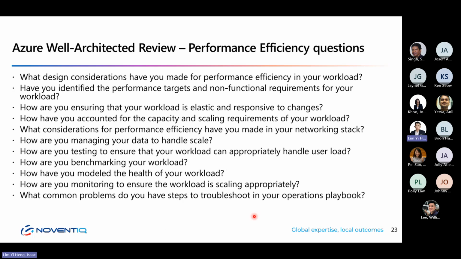So the questions related to the fourth pillar, performance efficiency, would be: what design considerations have we made for performance efficiency in our workload? Have we identified the performance targets and non-functional requirements for our workload? How are we going to ensure the workload is elastic and responsive to any immediate changes that are raised by the business user? What are the pain points that we have encountered for the capacity and scaling requirements for the network? How do we manage the data to handle any scale up and scale down?